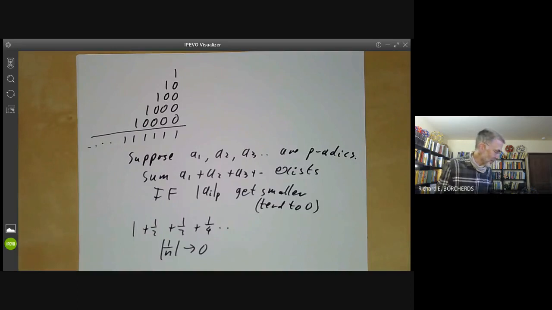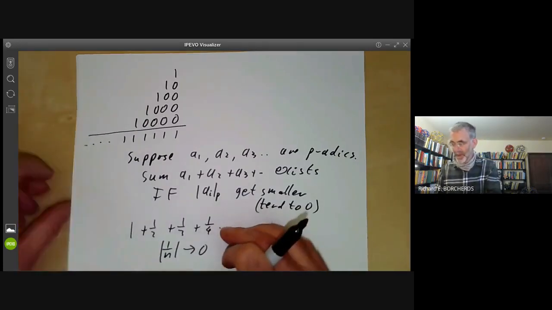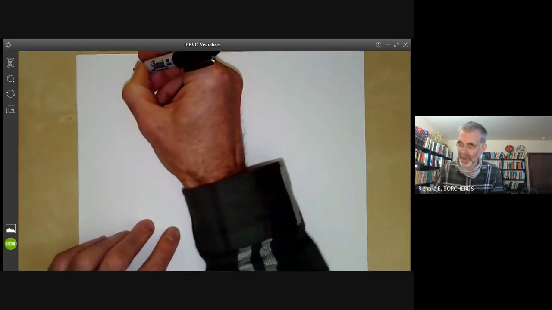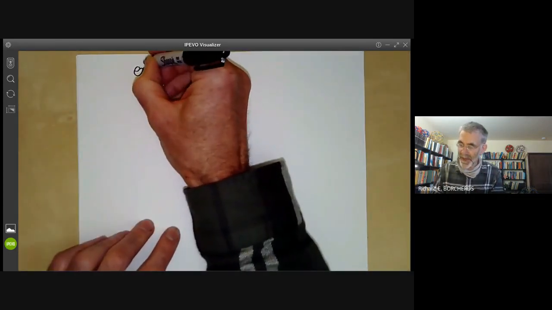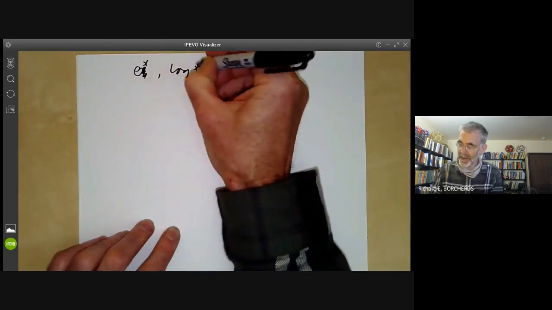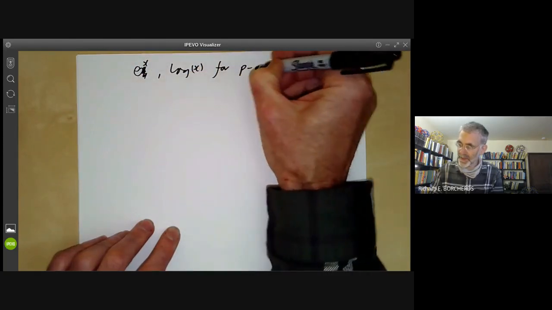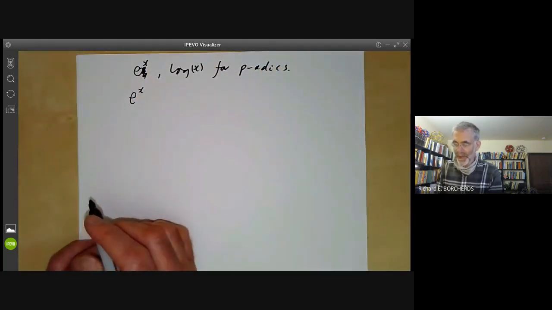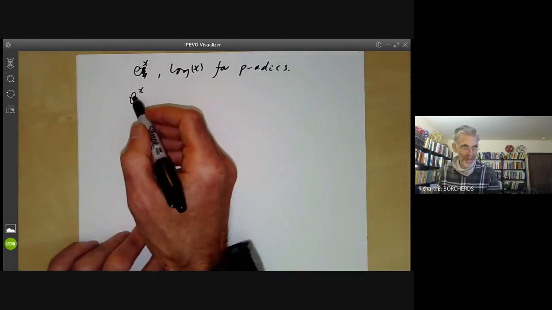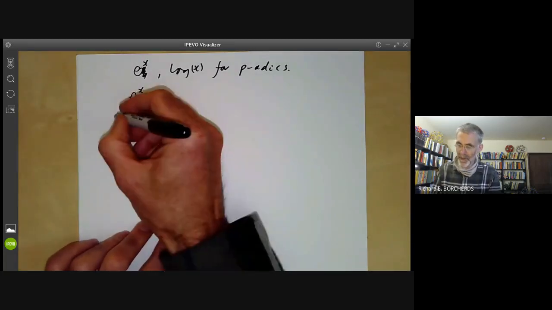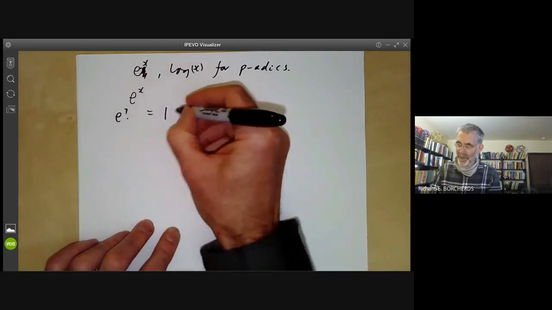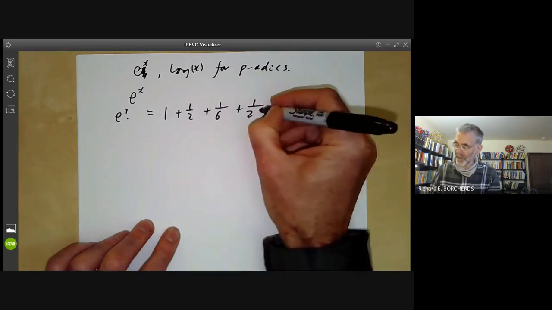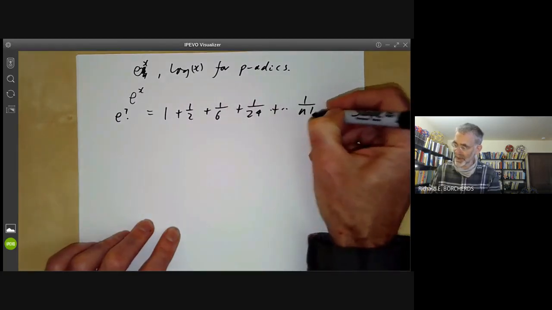So let's go back to the problem and try and work out whether we can define p-adic exponentials and logarithms. So we want to define e to the x and log of x for p-adics. Well, first of all, what is e to the x? Well, it doesn't make sense because there's no p-adic number e. What is e? Well, we said it was 1 plus a half plus 1 over 6 plus 1 over 24 and so on. So these are plus 1 over n factorial.